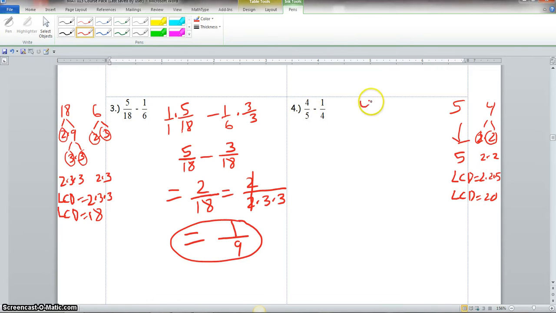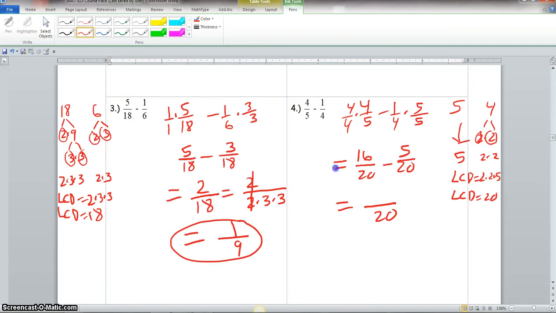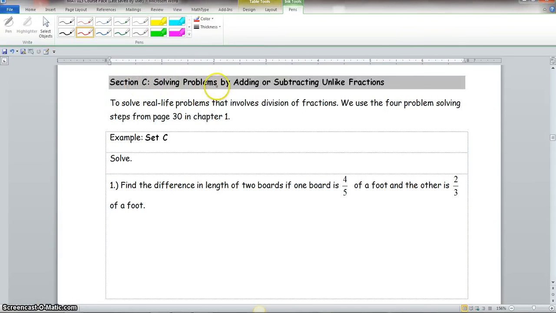Now, we write these fractions again. 4/5 minus 1/4. Our common denominator is 20. 20 divided by 5 is 4. So we multiply our numerator and denominator by 4. That will give us 16/20. 20 divided by 4 is 5. So we'll multiply our numerator and denominator by 5. That will give us 5/20. So now we subtract. Our denominator stays 20. 16 minus 5 is 11. So we have 11/20.